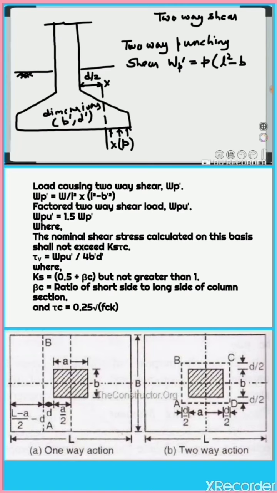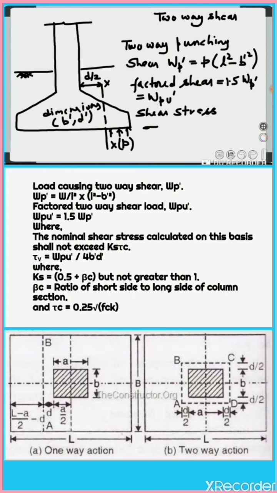where Ks equals 0.5 plus beta C, but not greater than 1. Beta C equals ratio of short side to long side of column section, and tau C equals 0.25 times square root of fck.